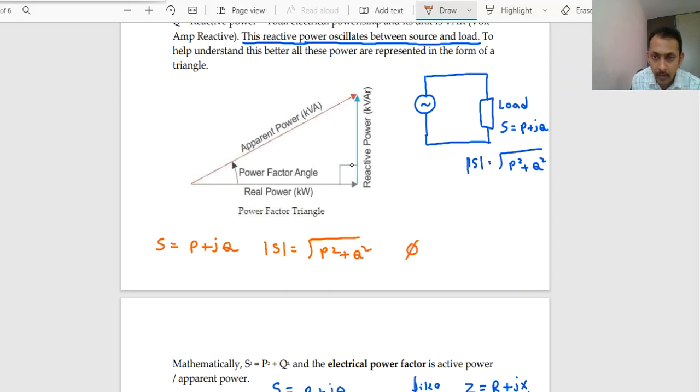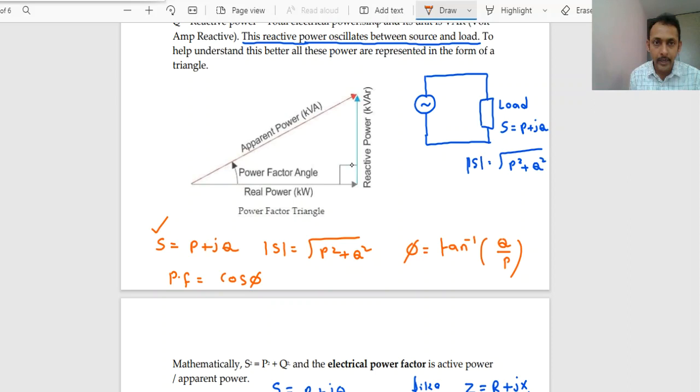If you want the angle phi, it is simply tan inverse of Q divided by P. Once you are given the active power and reactive power, you can easily calculate the angle phi. Once you know the angle phi, the power factor equals cos phi, right? So from this you can obtain the power factor, but this basic is very, very important. S equals P plus jQ, so mod S is root over P square plus Q square, and the angle phi equals tan inverse of Q by P.